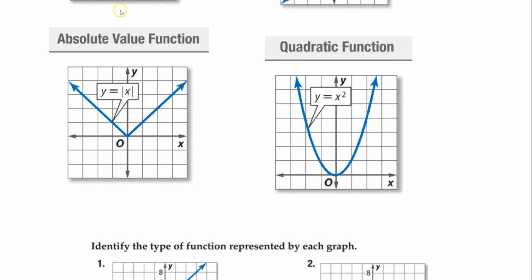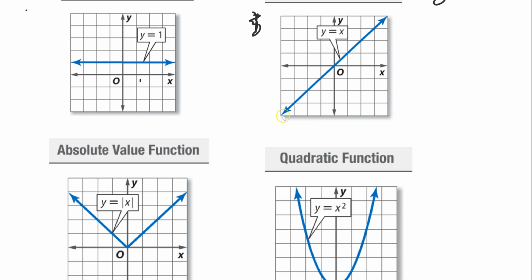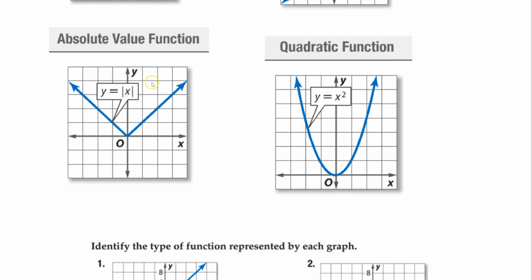Absolute value, we talked about the last lesson, right? Absolute value just makes this part positive, so it looks like a V. Quadratic might be a new one for you guys. We'll talk more about this. We'll go in great detail next chapter, but the quadratic function looks like a U.